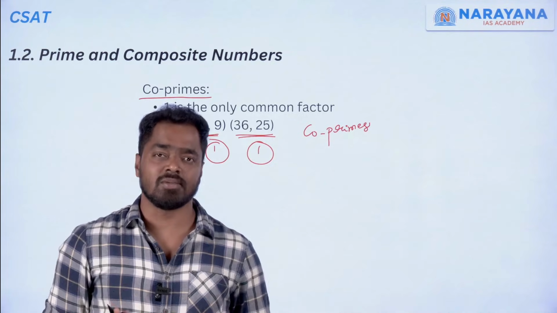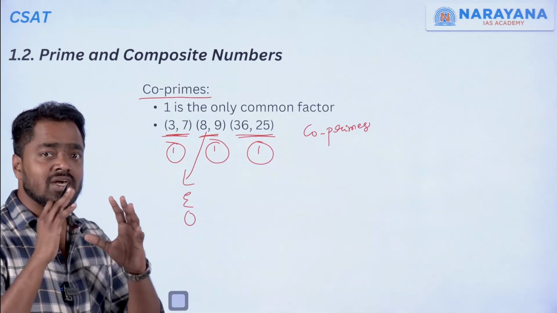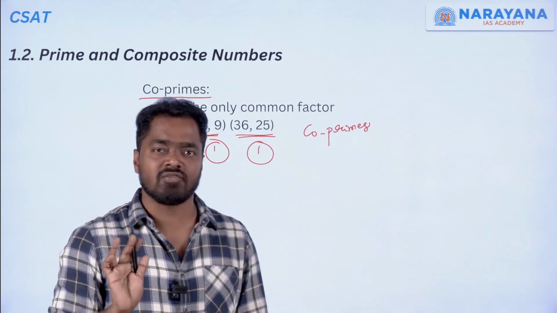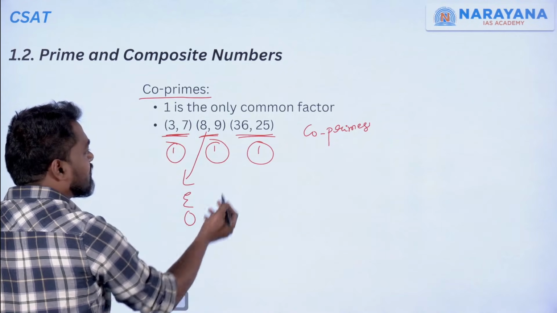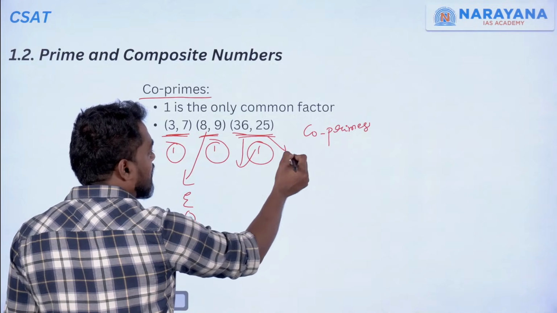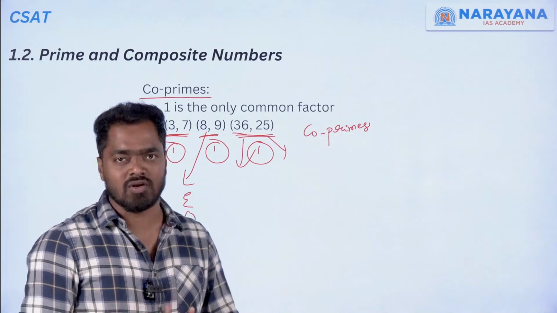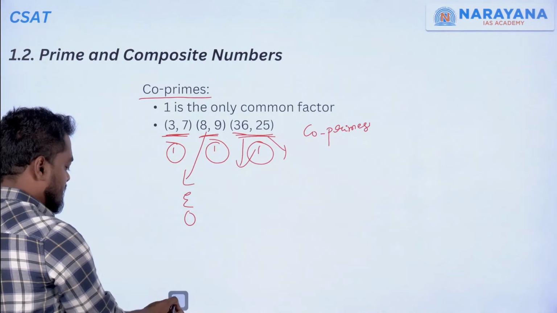But they are a set of numbers. That is not a single number. They are a set of numbers which have only one as their common factor. So they can be even or odd. 36 is even, and the other is odd, and they are not even prime numbers. So a set of numbers which have only one common factor are called co-primes.